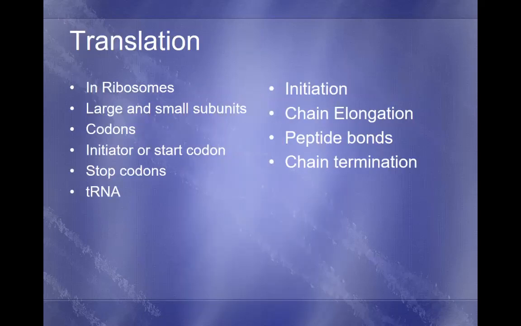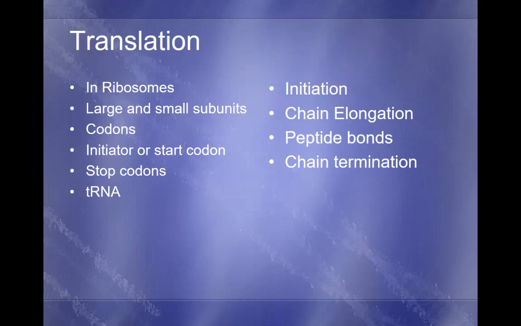Okay, so some key concepts in translation. Remember, this takes place at the ribosome. There are two parts to the typical ribosome, the large and small subunits. They actually come together for translation, and they're going to go ahead and grip in on the mRNA molecule.